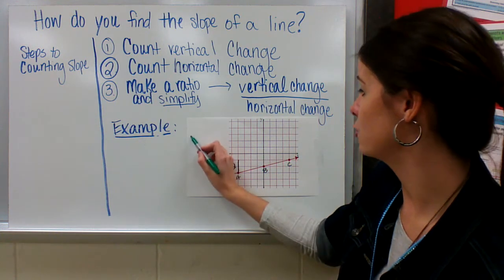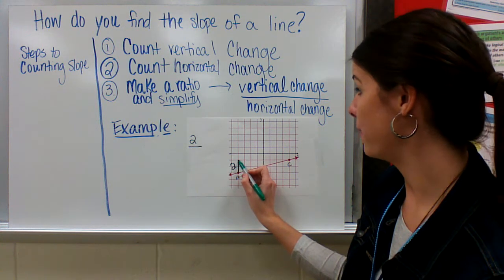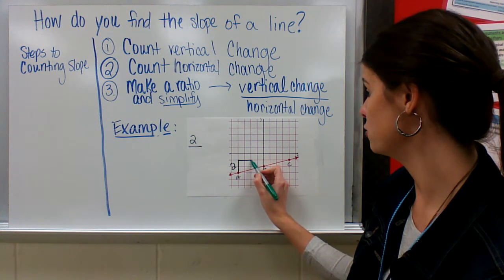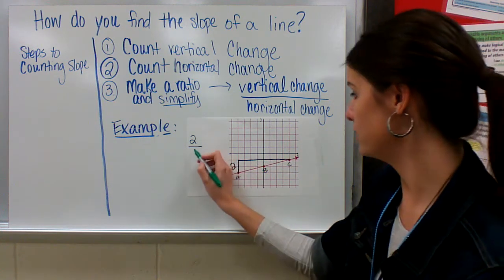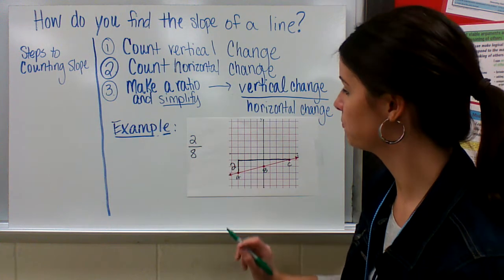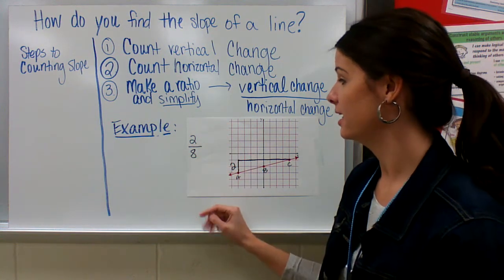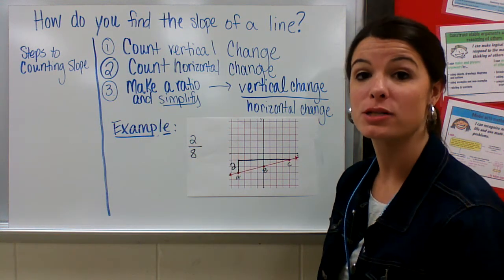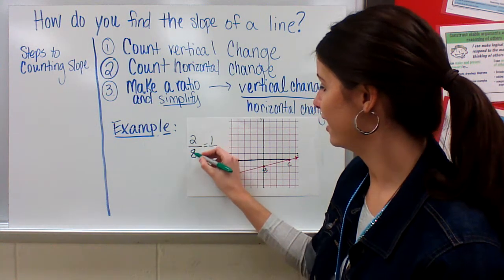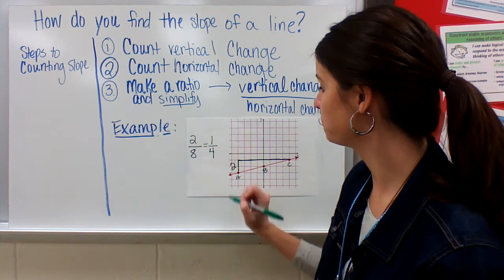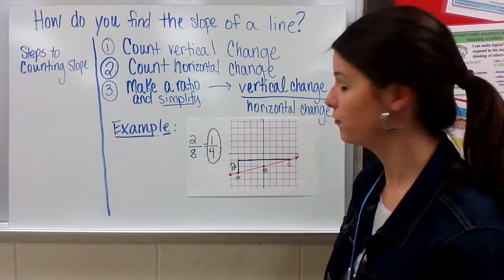So my vertical change is 2. Then I'm going to count my run, or my horizontal change. 1, 2, 3, 4, 5, 6, 7, 8 units is my horizontal change. Okay, so I've made my ratio. Now I have to make sure I simplify. And 2 and 8 can both be divided by 2. So 2 divided by 2 is 1, and 8 divided by 2 is 4. And my slope is positive 1/4.